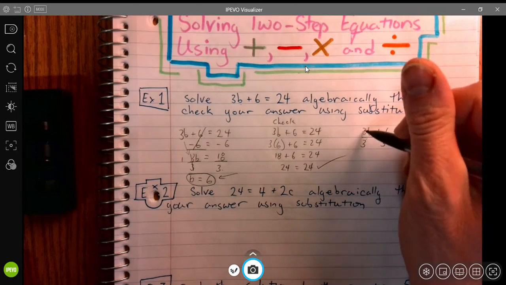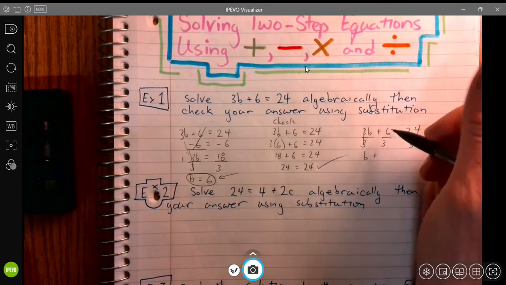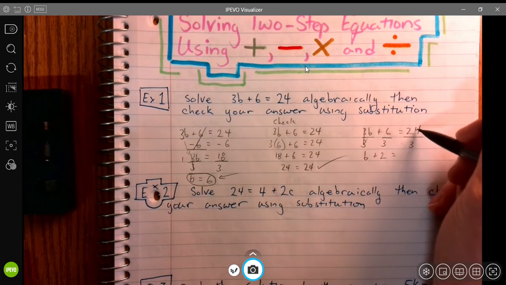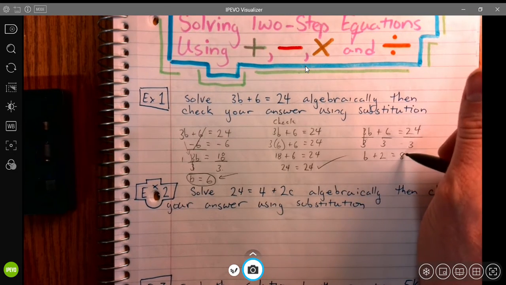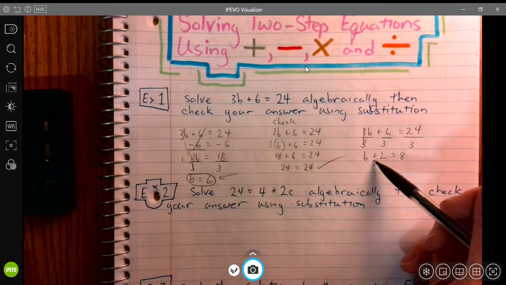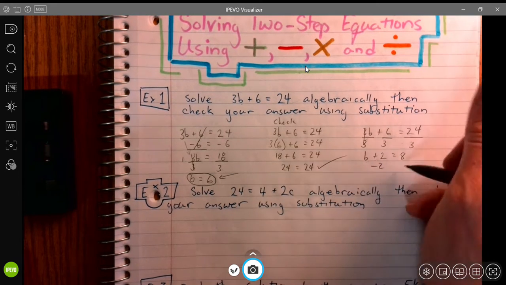Okay? Over here, I'd be left with just b. 6 divided by 3 is 2. 24 divided by 3 is 8. I want to isolate the b. I have b as being added to by 2. So I need to perform the inverse operation, which is subtraction.